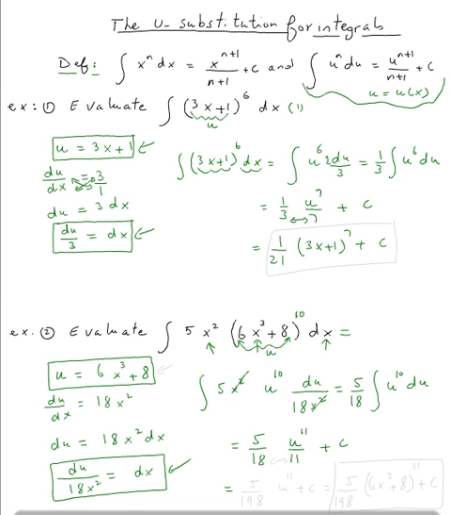Now 18 times 11 is 198. So 5 over 198 u^11 plus c. Don't forget to replace u by 6x cubed plus 8. So this will be 5 over 198 times (6x cubed plus 8) to the 11, plus c. So this will be the answer, and we're done with this example.